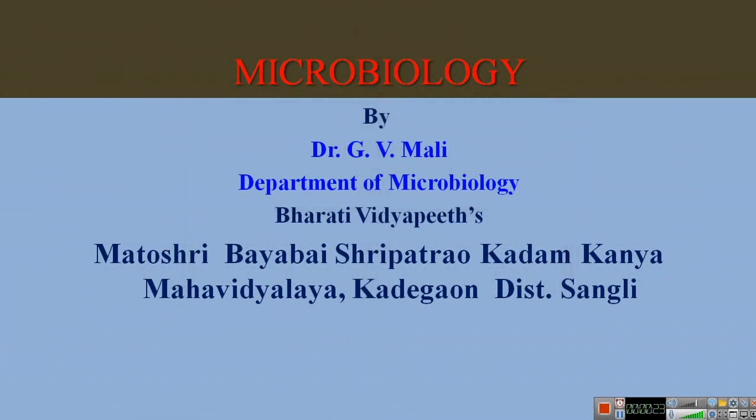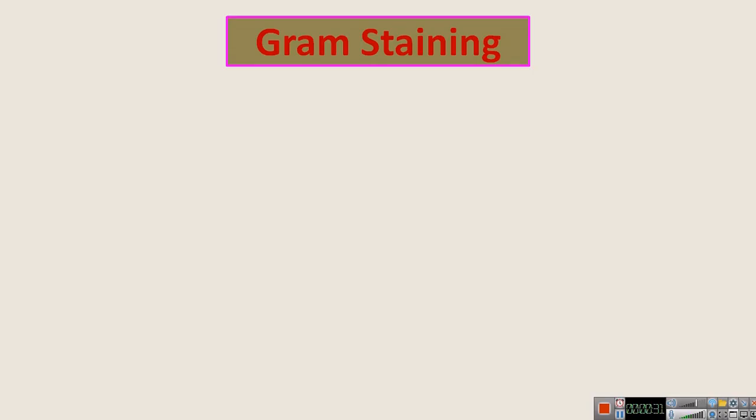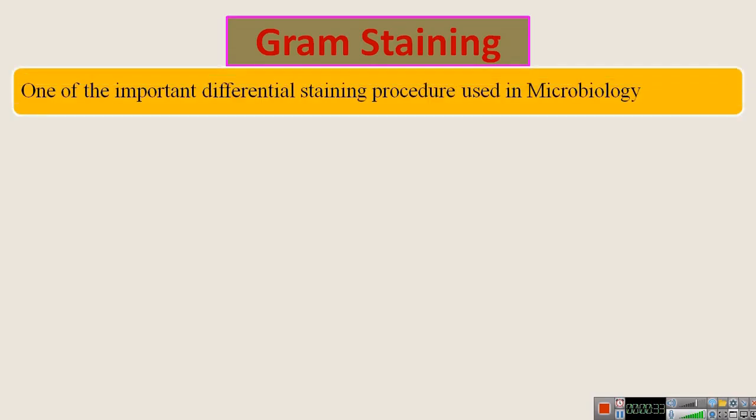In this session, we are going to learn one important technique in the field of microbiology, and that is Gram staining technique. So the question is, what is Gram staining? Gram staining is one of the important differential staining procedures used in the field of microbiology. Now again, what is differential staining? Differential staining is the staining procedure which is used for the differentiation of bacteria into different groups.